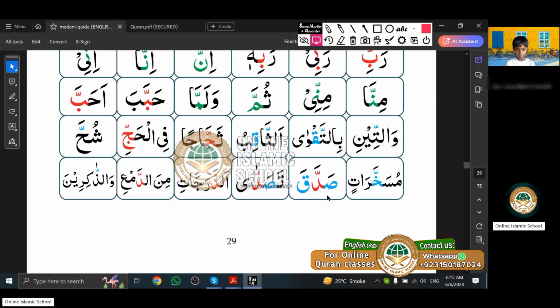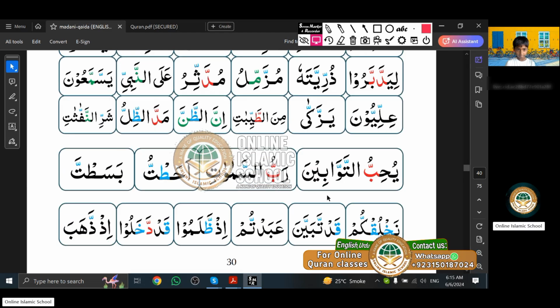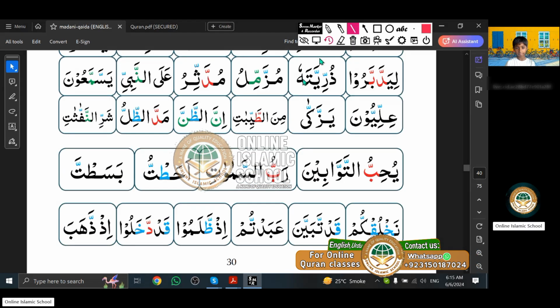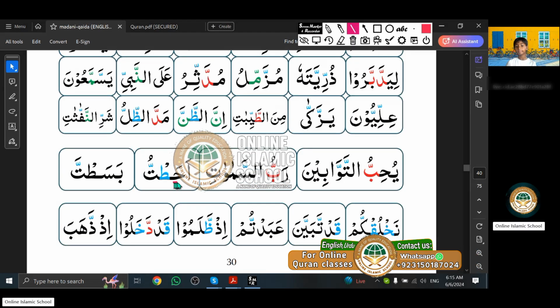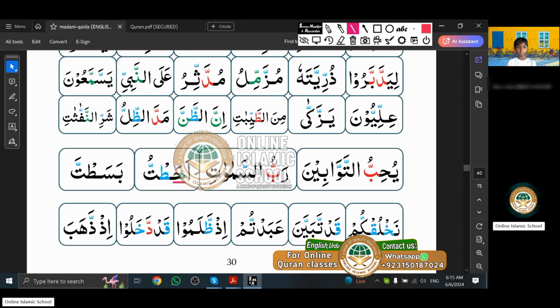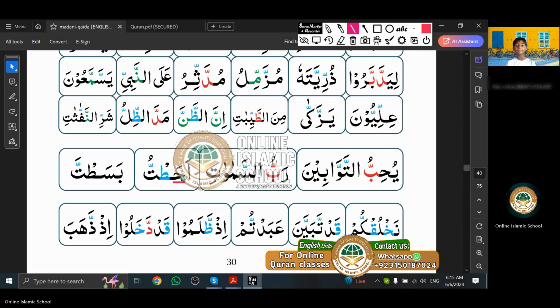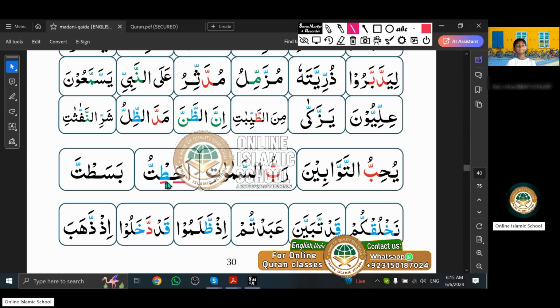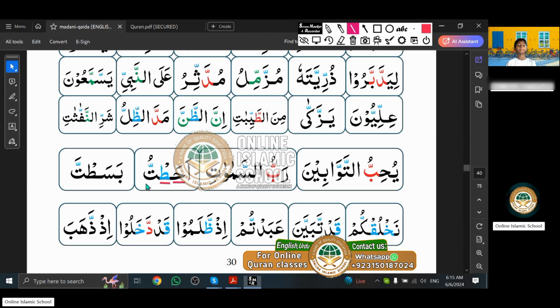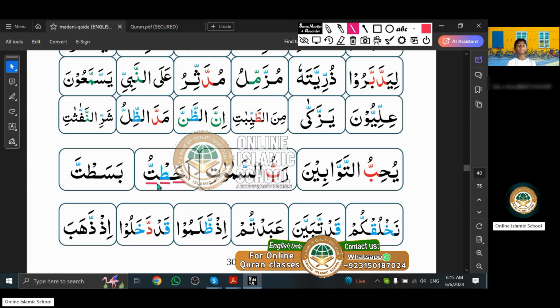For example, let me give you one example. Look, there is a word. The first letter, the ha, is mutaharrik, is it? Because the ha has a zabr sign on it, the harka sign. The second letter is sakin, is it? And the third, the ta, is mushaddid. So that means there is a rule.